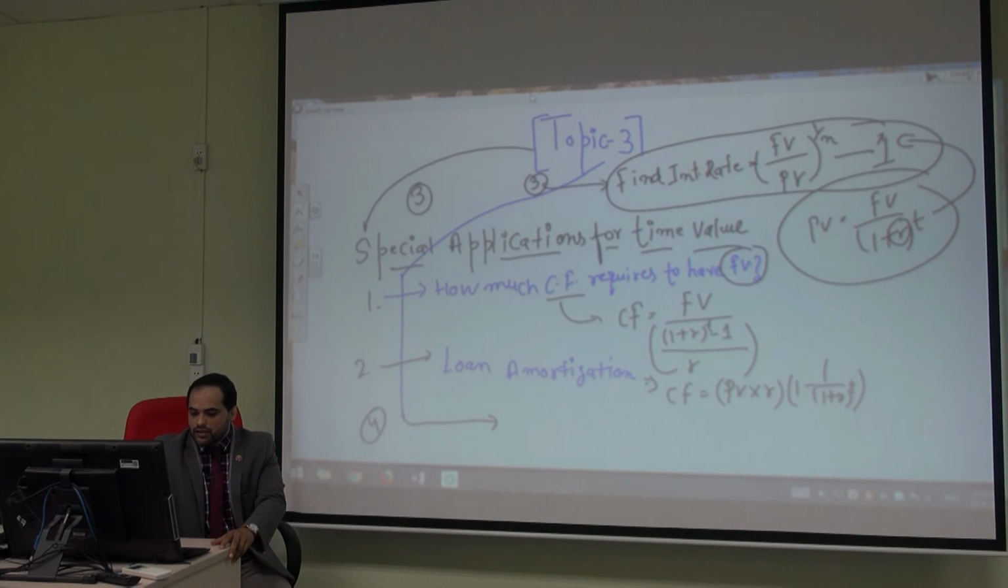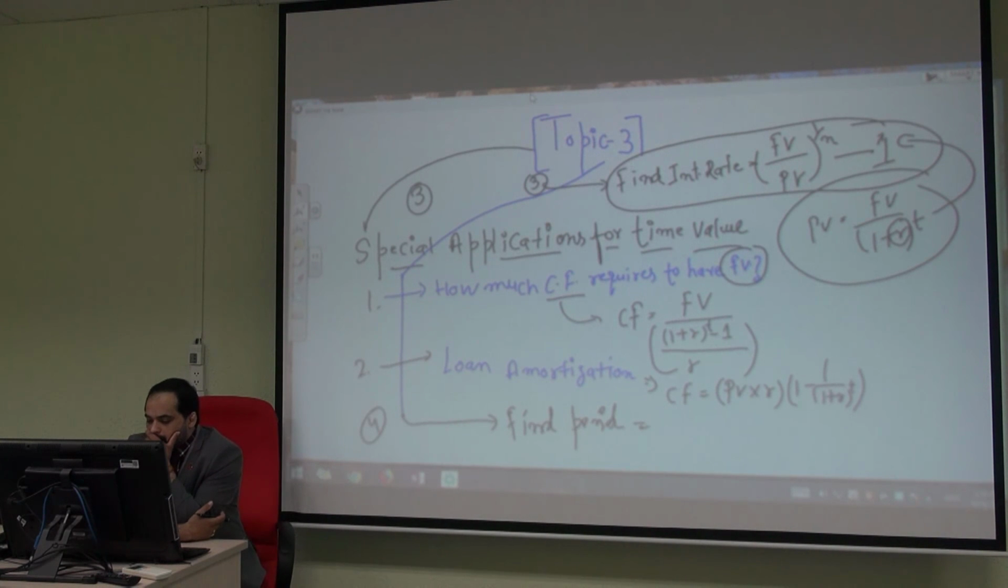The fourth one is finding period. What does it mean, finding period? Finding period means, let's say you go to a bank to ask for the rate of interest that the bank normally offers on deposits. Let's take the same example. Right now you have $10,000, and you want it to become $50,000 in future.